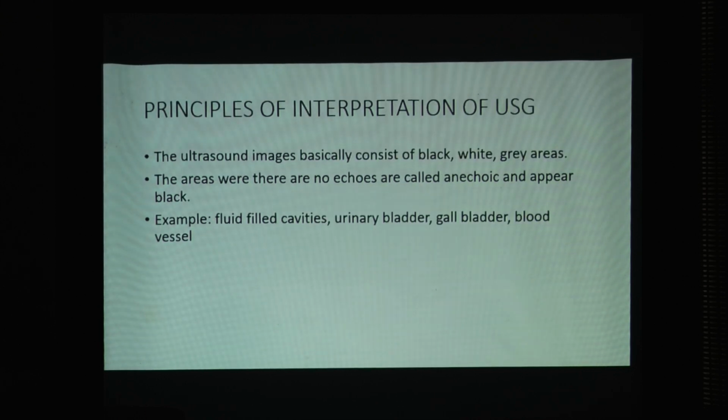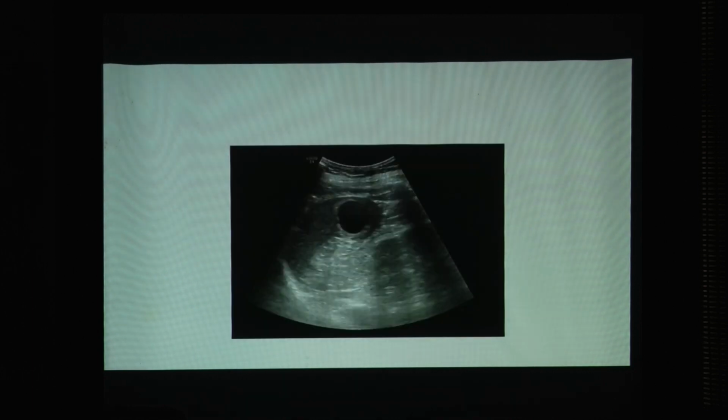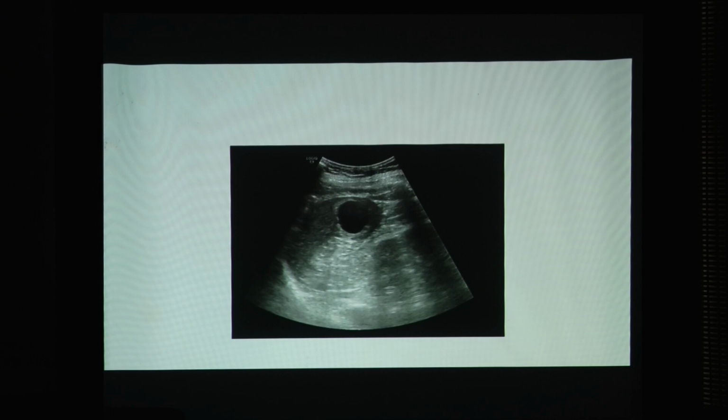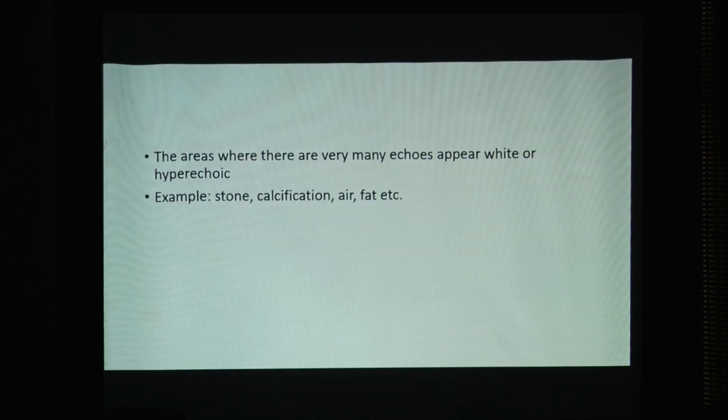So the principles of interpretation. The ultrasound images are basically black, white or gray areas. Now it is all available in color also. The areas where there are no echoes are called anechoic and appear black. Example, fluid-filled cavities like the urinary bladder, gallbladder or blood vessels. So this is a cyst of the spleen. There is posterior enhancement and the wall is well defined.